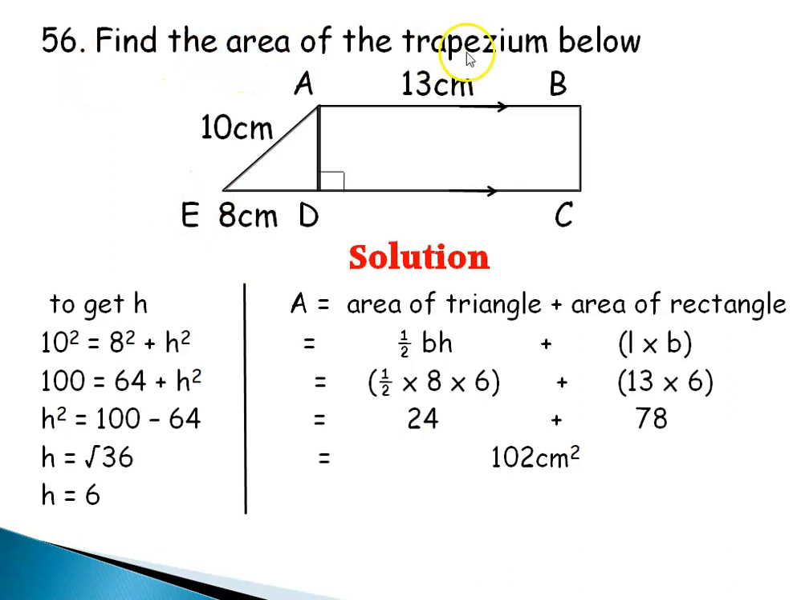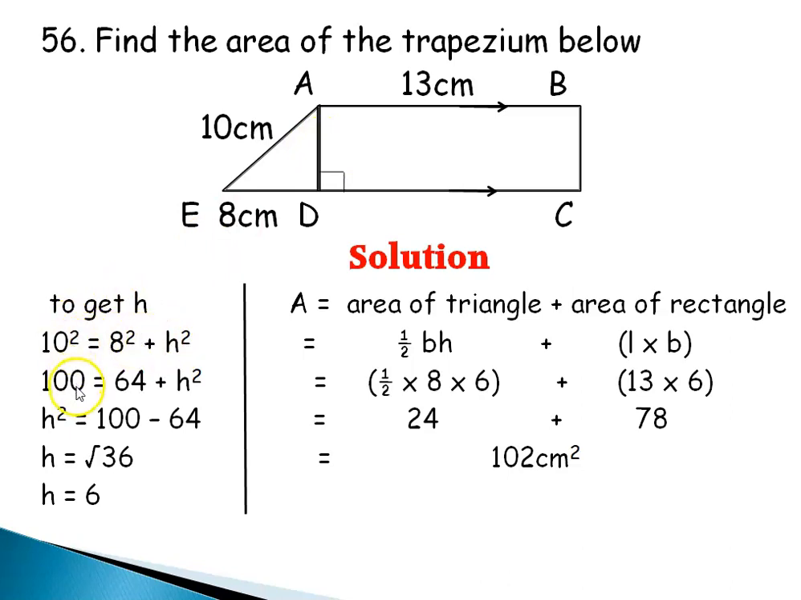Question 56. Find the area of a trapezium below. You have AB to be 13 cm, AE 10 cm, ED 8 cm, DC. Before we can do this, we need to get the height. So using our Pythagoras theorem, we say 10 square is equal to 8 square plus h square. We are using h to represent this height. So this is what we are using to get our height.